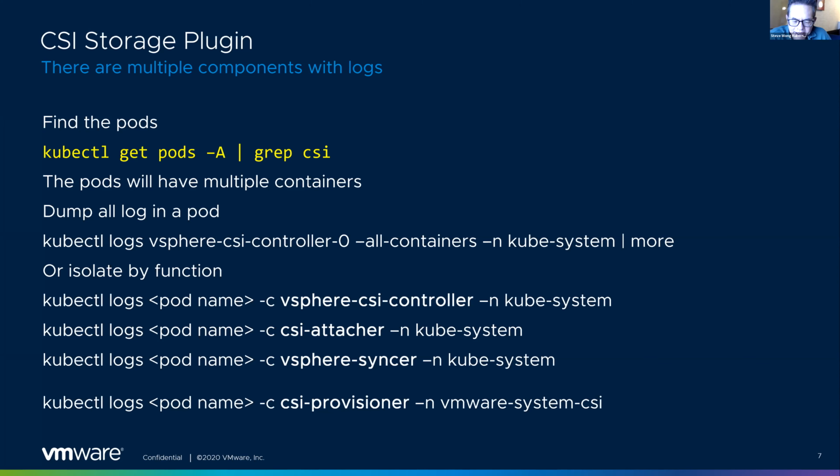There's the vSphere CSI controller, the attacher, the syncer, the provisioner, and they all have different roles in the phase of how this thing goes down through the phases of allocating a persistent volume claim, creating a persistent volume, syncing between the Kubernetes world and the vSphere world, attaching these volumes to VMs as part of the process of bonding a volume to a stateful application that's running under Kubernetes.